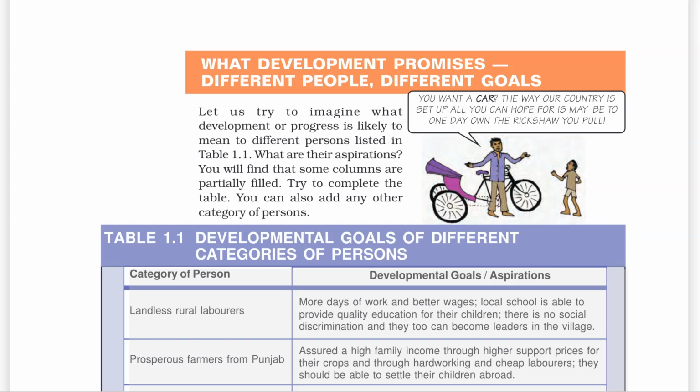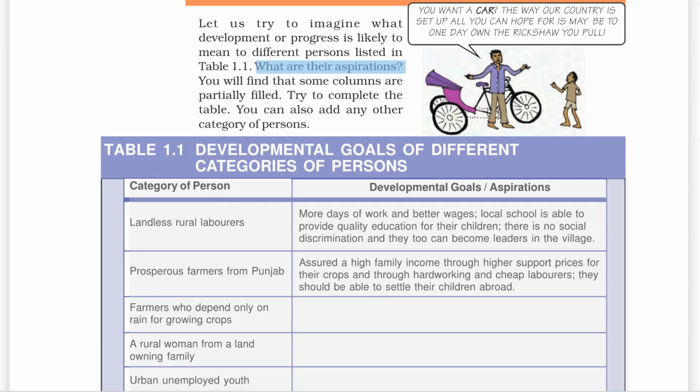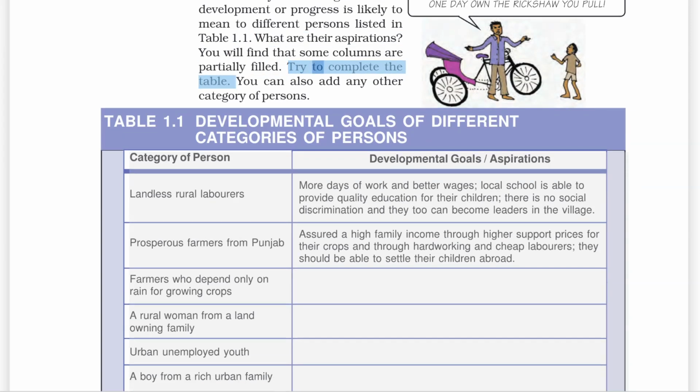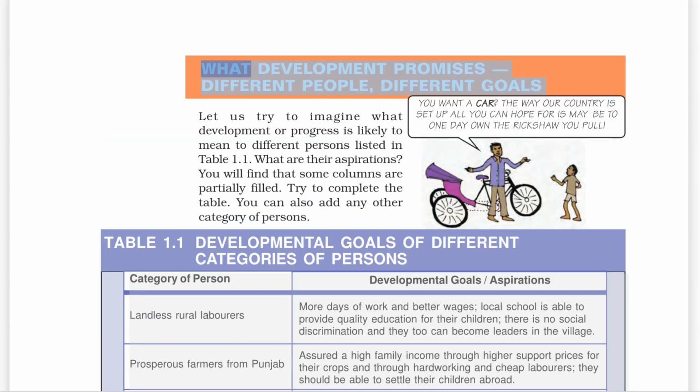Let us try to imagine what development or progress is likely to mean to different persons listed in Table 1.1. What are their aspirations? You will find that some columns are partially filled. Try to complete the table. You can also add any other category of persons. What development promises different people, different goals?